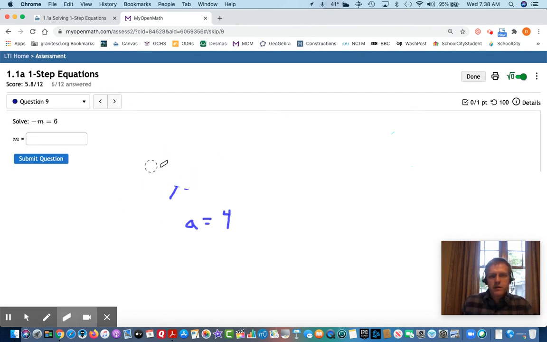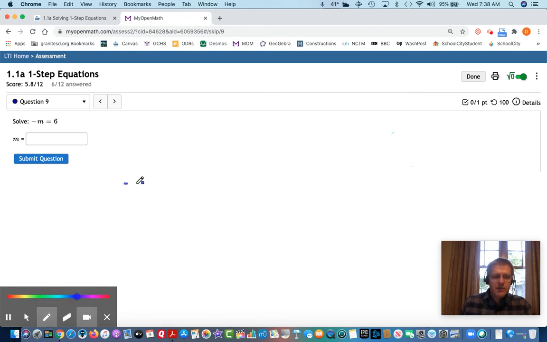Oh, we have to talk about this one. Lots of people have questions on this one. So this one says negative m is equal to 6. Let's say that differently. This says the opposite of my number is 6.